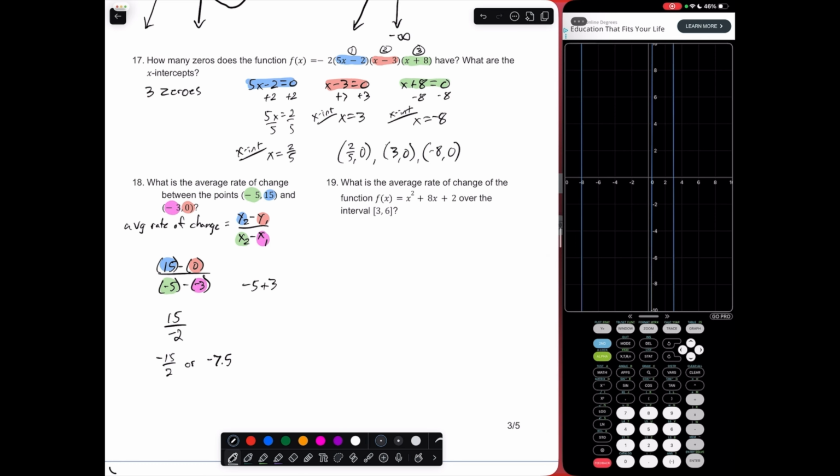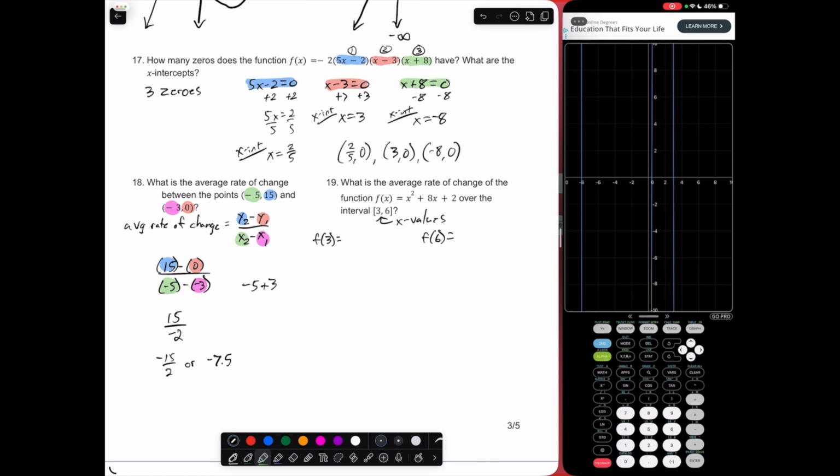All right, what is the average rate of change of the function? Number 19. So 19 is the same as 18, but we do not have the coordinate points yet. So the interval is 3, 6. These are both x values. We don't want to confuse that with a coordinate point. So what we need to do is take f of 3 and f of 6 because we need to know what the y value is.